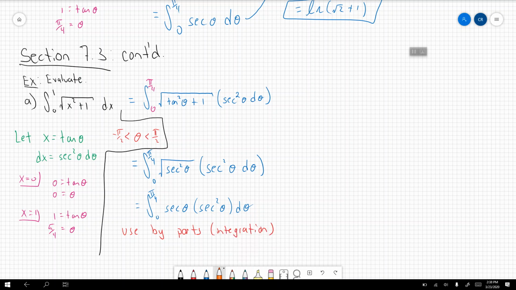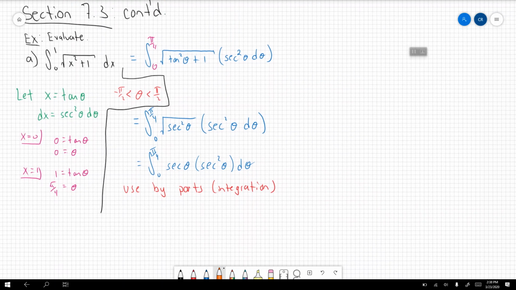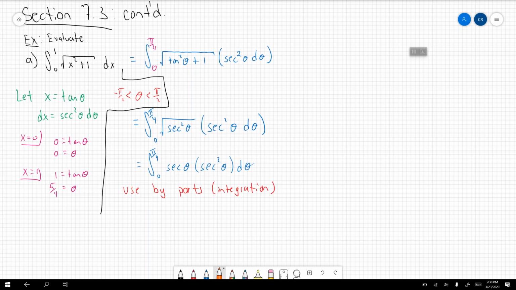All right, let's see how this is going to work out. Let's scoot up just a little bit more. Here we go. I'm going to let u equal secant of theta. Therefore, du is, you guessed it, secant theta tangent theta d theta. And if u was secant of theta, then my dv must be secant squared theta d theta. I'm going to ask you really quickly, what is the antiderivative of secant squared theta?